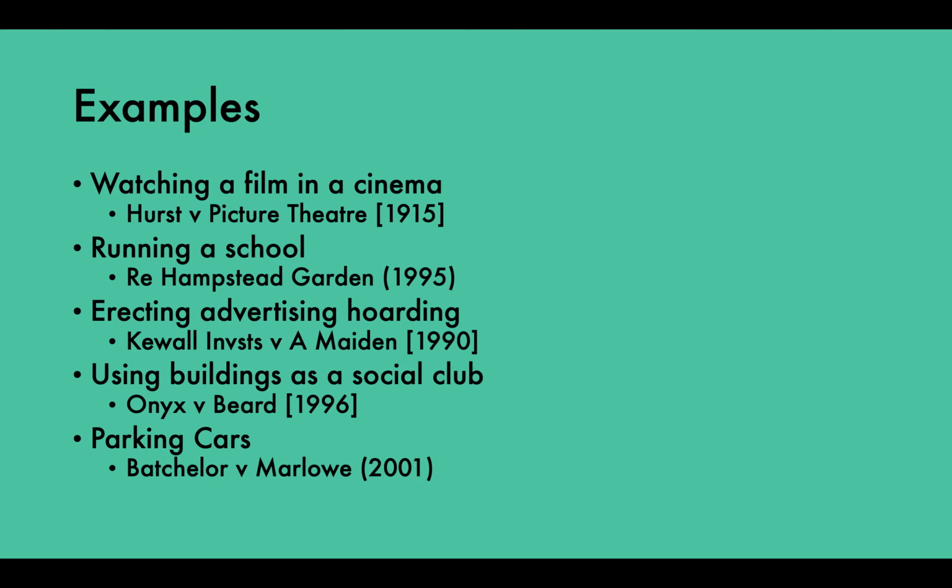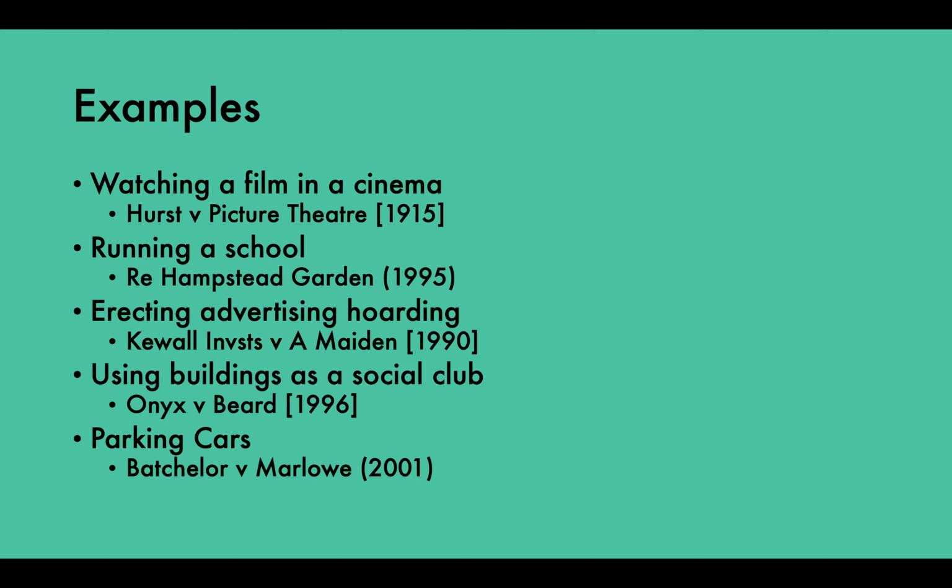Running a school, you have to have a license to run a school too. So in Hampstead Gardens, there were two headmasters who tried to join schools together, and that didn't work out and they fell out. The court said one had a license to stay on the property and the other didn't. Okay. And then there's erecting advertising hoarding. In this case, they said that there was a license to erect advertising, and if you don't have a license, you can't put up the hoarding. So they're all pretty straightforward, I think.